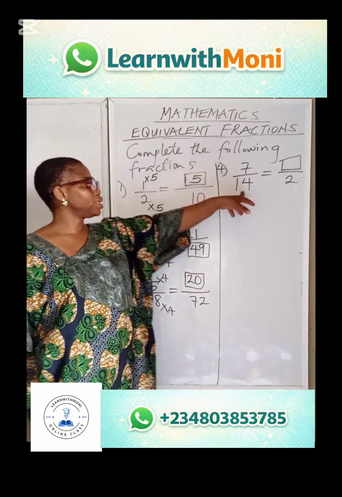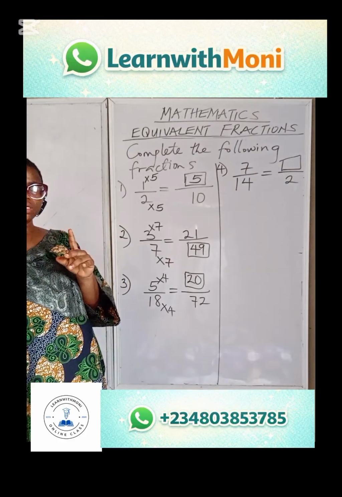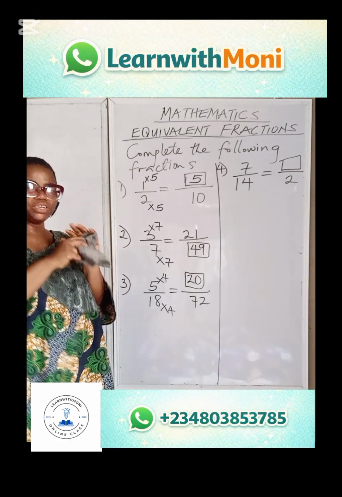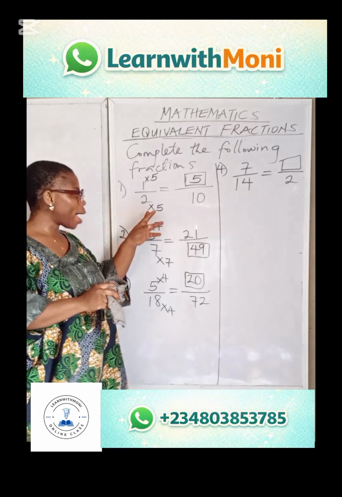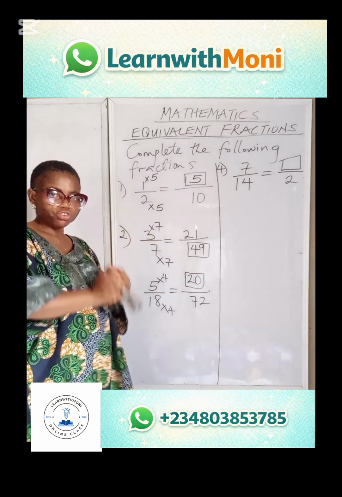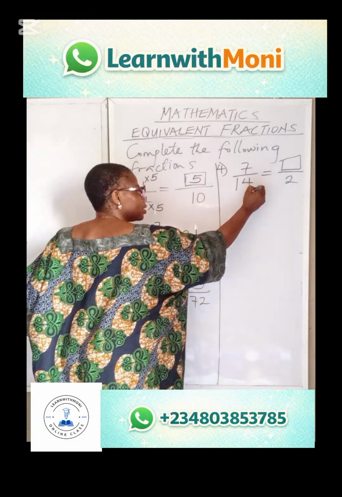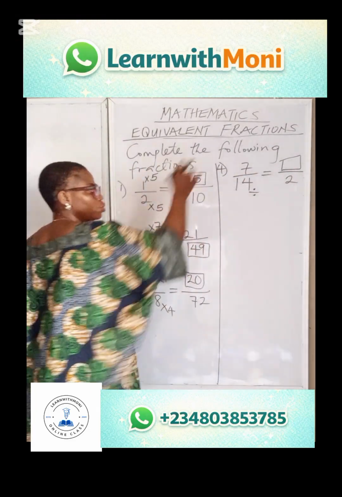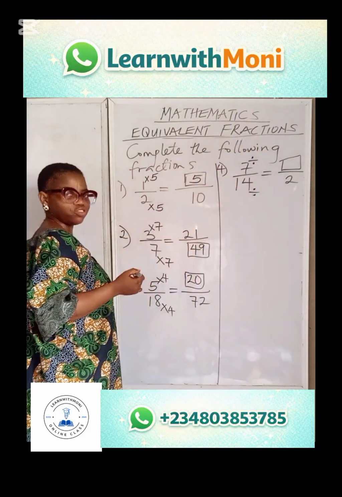You can see that the 14 has shrunk to 2. The only operation that makes equivalent fraction shrink is division. The opposite of multiplication, division. While multiplication makes fraction grow, division makes fraction shrink. That means this 14 has been divided by something that has made it shrunk to 2. So the 7 must also be divided by that same thing to make it shrink.